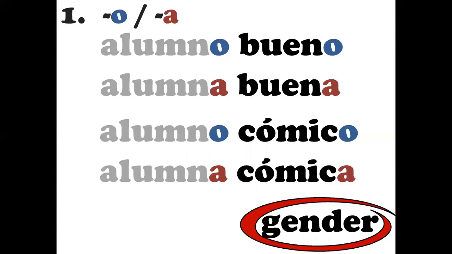So let's jump in. Alumno bueno, alumna buena, alumno cómico, alumna cómica. You can see that the adjectives mirror the noun. A good student is un alumno bueno or una alumna buena. A funny student, un alumno cómico, una alumna cómica. The O matches the O here when we're referring to these types of adjectives, these adjectives that end in O or A. So they do have gender, and that gender matches here.